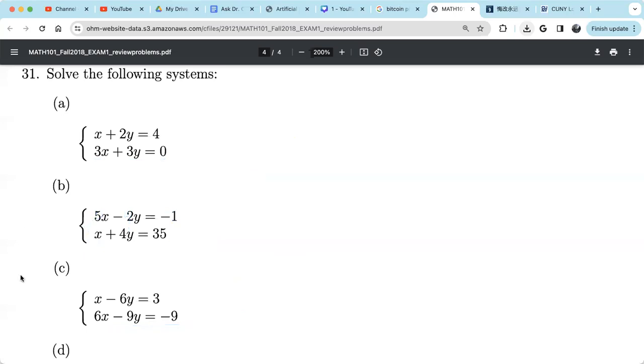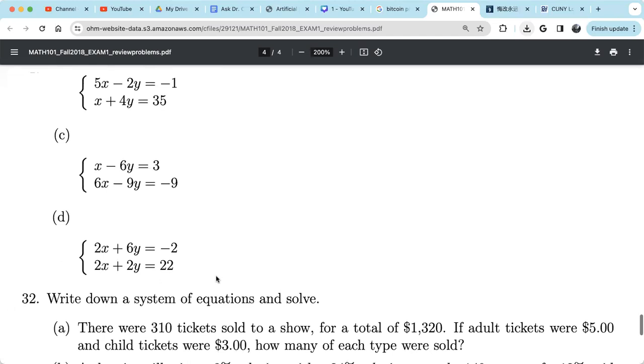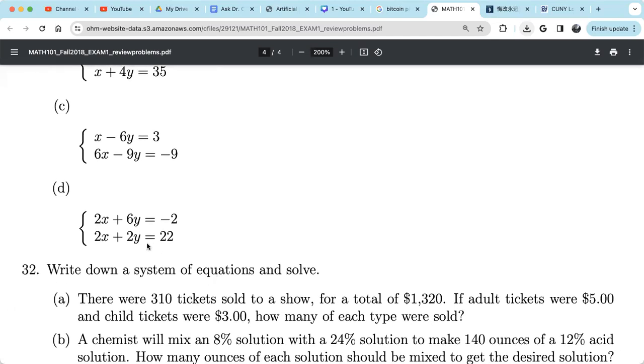Let's see D. D is similar, all right? D is special. Let me do D. So we do subtraction. 2x minus 2x becomes 0. 6y minus 2y becomes 4y. -2 minus 22, that's -24. Then divide by 4 on both sides, so y equals -6.